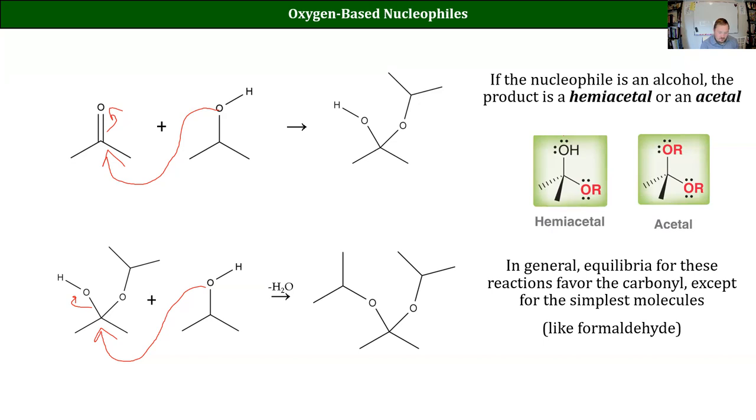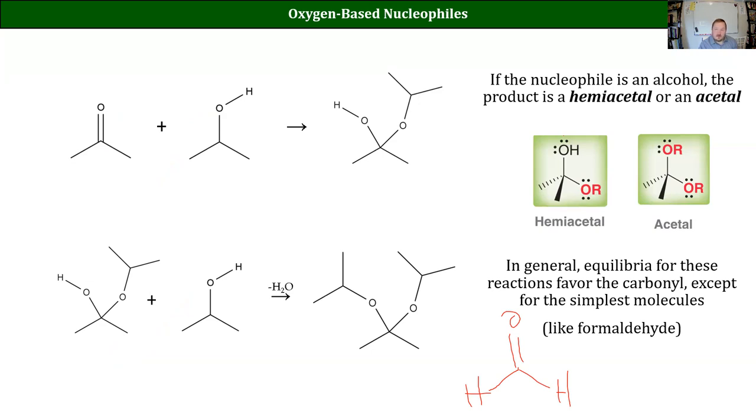And in general, the most stable state for these is going to be the carbonyl. Usually, the equilibrium is going to favor keeping the carbonyl formed. However, if you have really small molecules, if your carbonyl is really, really small, like formaldehyde, it doesn't actually exist as formaldehyde. Formaldehyde would be one carbon, so it would just look like that. Methanaldehyde would be the technical name. It's actually pretty unstable like this.